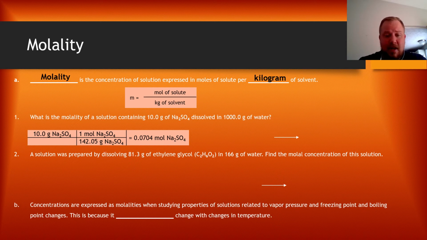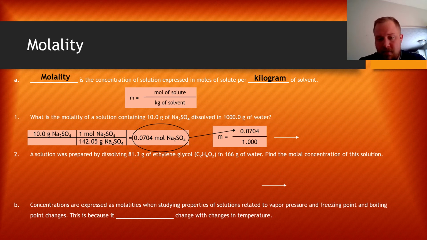After I did that, I now have moles. I've got to divide by kilograms of my solvent. My solvent's water, so I've got to convert that to kilograms. Following my little equation here, you can see that moles of solute goes up top, and I've got to change to kilograms of water. So that's where the 1 comes from. 1,000 divided by 1,000 gives you 1. Solve it out, and you see that you get 0.0704 moles per kilogram of concentration.